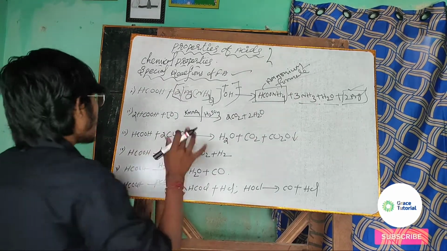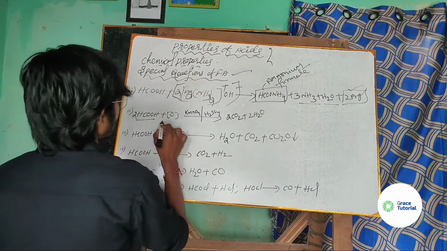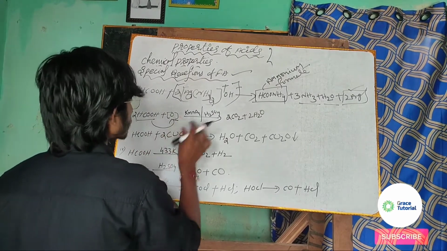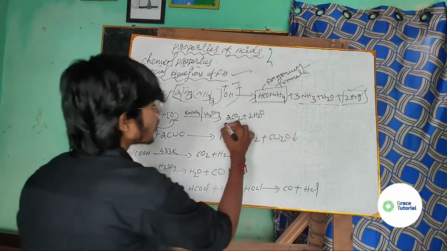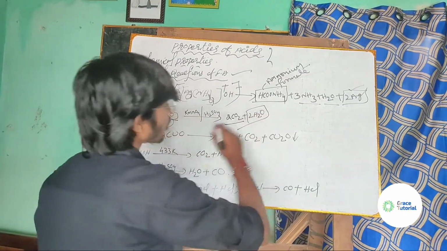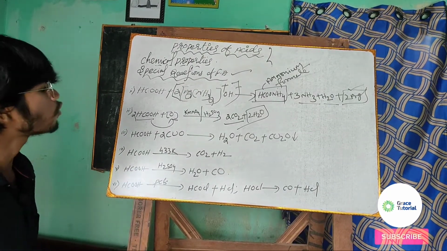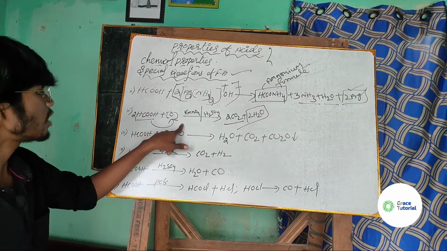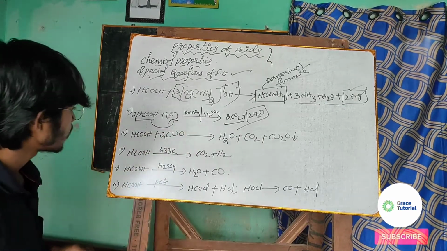Another special reaction of formic acid is that it can be oxidized in the presence of potassium permanganate or sulfuric acid to form carbon dioxide and water. So this is also one of the special reactions of formic acid. It can react with potassium permanganate or sulfuric acid.